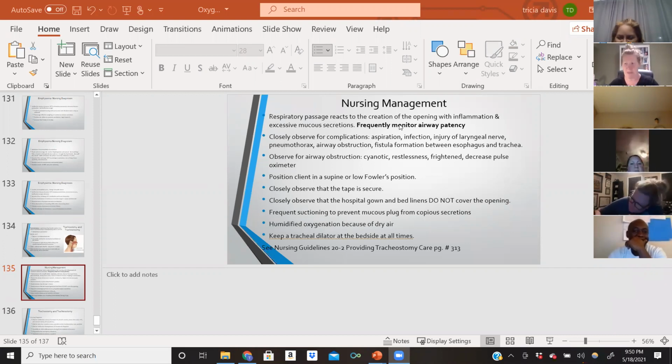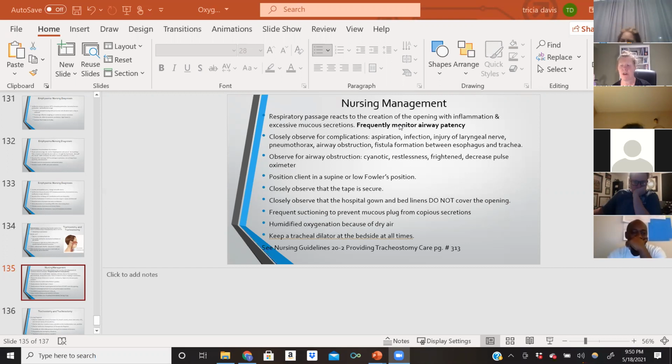Frequently monitor airway patency. This is your take-home of your trade. You need to monitor the patency of their airway. Make sure that they are breathing and they don't have any secretions. Observe for any kind of complications: aspiration, any kind of infection, pneumothorax, any type of airway obstruction. Sometimes a fistula can form between the trachea and the esophagus.